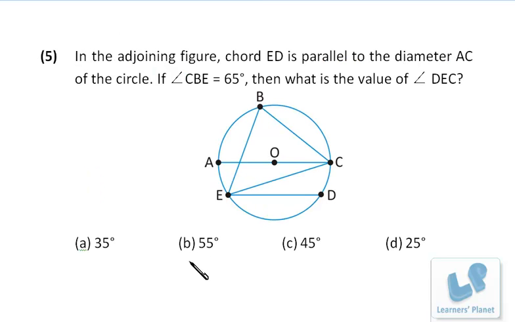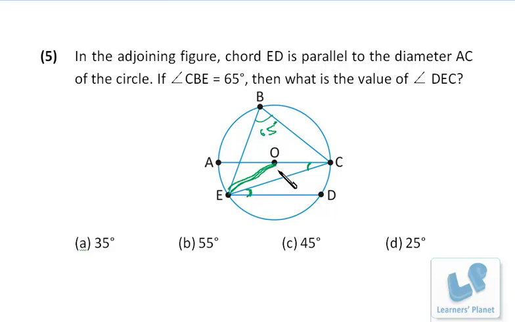Now friends, once again, a problem from CAT 2005. In this case, ED is parallel to AC. AC is a diameter, CBE is given as 65 degrees. We have to find the value of DEC, that is this angle. Now friends, since these two lines are parallel, that means this angle will be equal to this angle, right? Now I mark this.